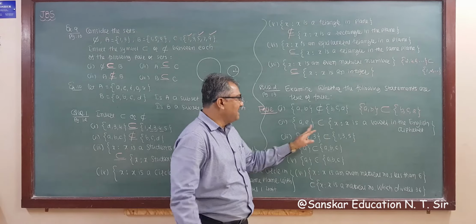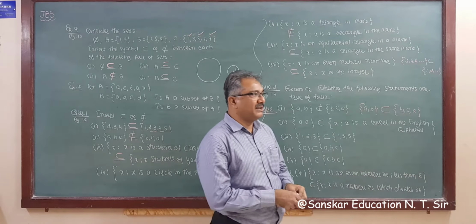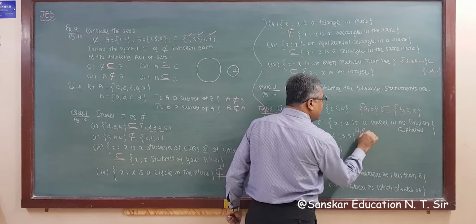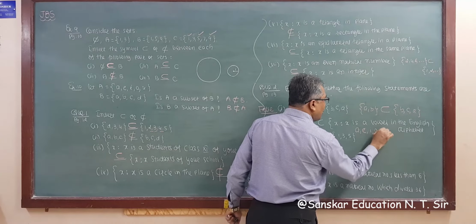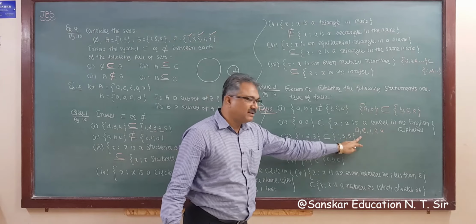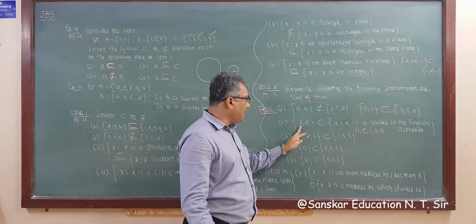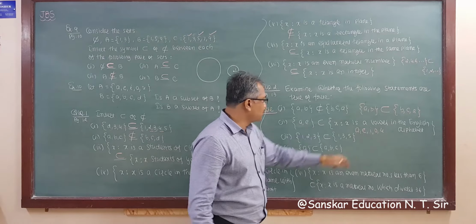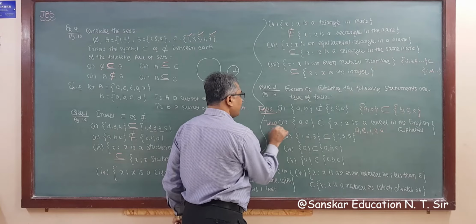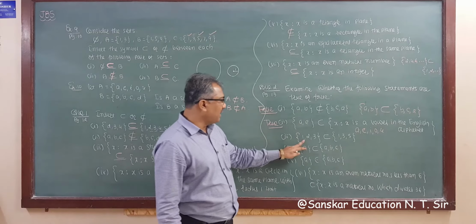Now AE is a subset of X, where X is a vowel in the English alphabet. Now vowels in the English alphabet are A, E, I, O, U. So this is the set. In this set, these elements are included. So now A, E both are in this set. So this is a true sentence. So this is true, right? This statement is true.